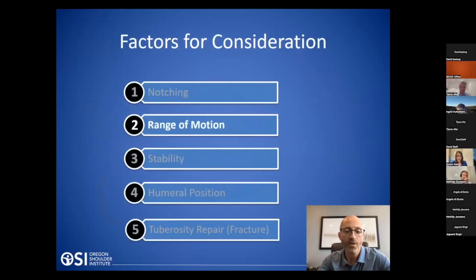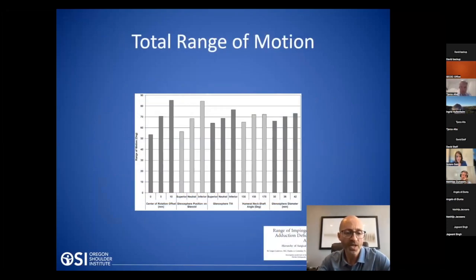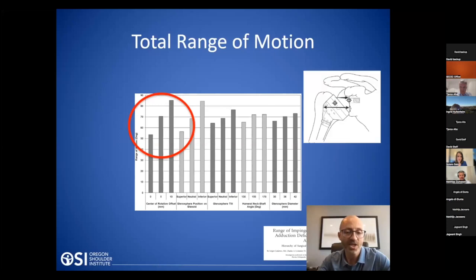What about range of motion? If we go back to Mark Frankel's work, in his evaluation, range of motion was improved most significantly by glenoid-sided lateralization because this took impingement away from the glenoid.